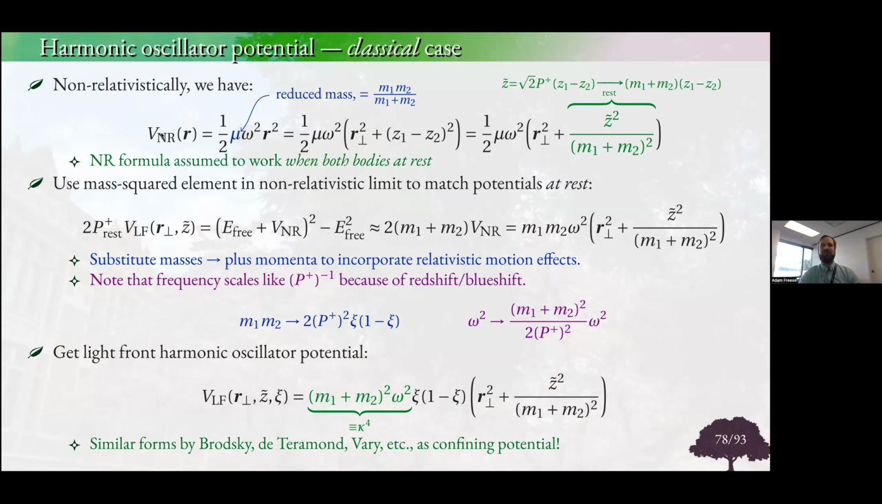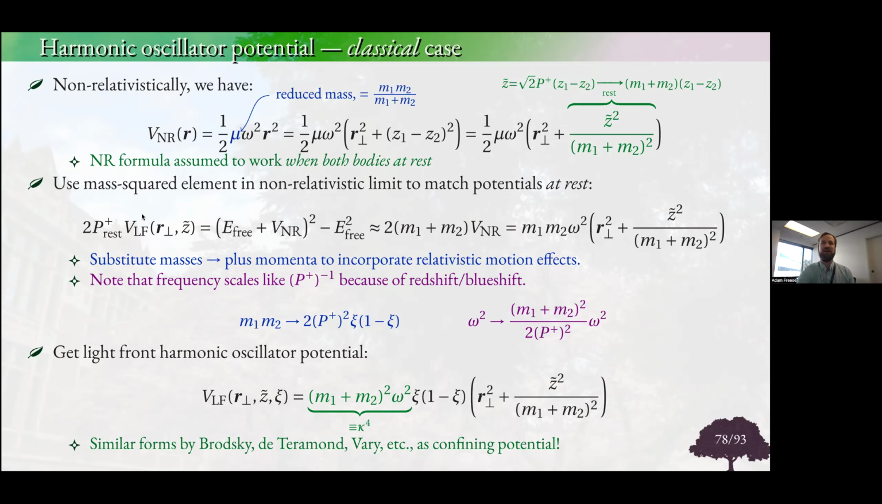Now, how would we relate this non-relativistic formula to a light front formula? Well, we define the light front potential as basically being something that we would add to P minus instead of 2 P0, because P minus is the Hamiltonian, the time translation generator. So we say 2 times P plus times this light front potential.